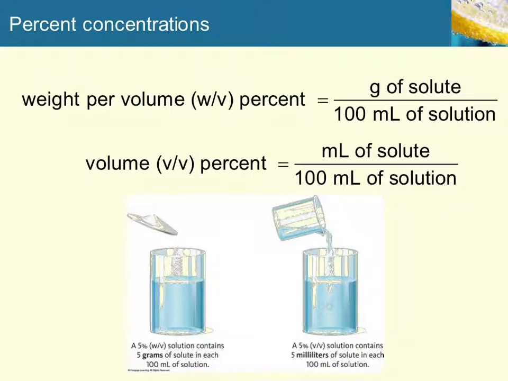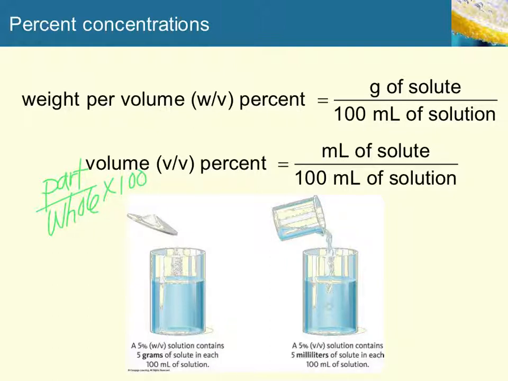So we calculate this in percent. So here we have weight per volume. So this is W/V percent. So I want to show you what that would look like first. So it's going to be part over whole times 100. So all of these, whether I'm doing weight, volume, or weight, they're all going to be the same thing. It's my part over my whole.